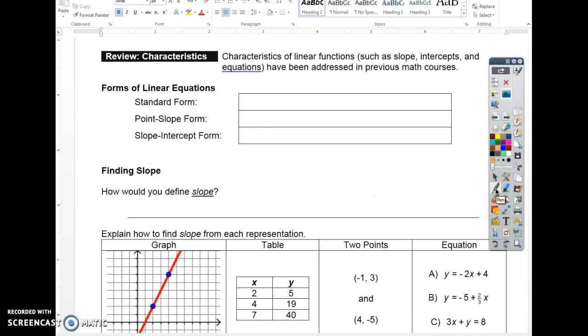So hopefully this is what you wrote. Ax plus By equals C. The point-slope form was y minus y1 equals m times x minus x1. And the slope-intercept form is y equals mx plus b. And you've been using that one since last year. Okay, if you have any questions, make sure you raise your hand during the video.